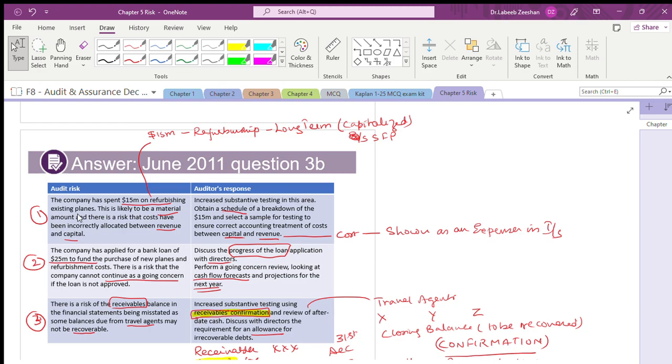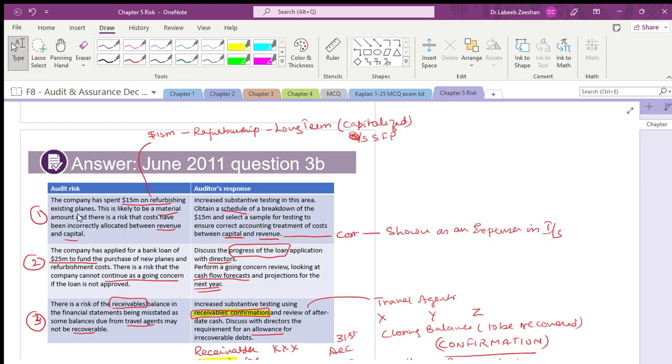Here 25 million has been borrowed. Actually, an application has been made, not borrowed. The company applied for the loan, but the bank has not given any approval. What are we doing? You have to discuss with the management the status of the loan application. That's all. If you write this much, we are achieving our purpose.